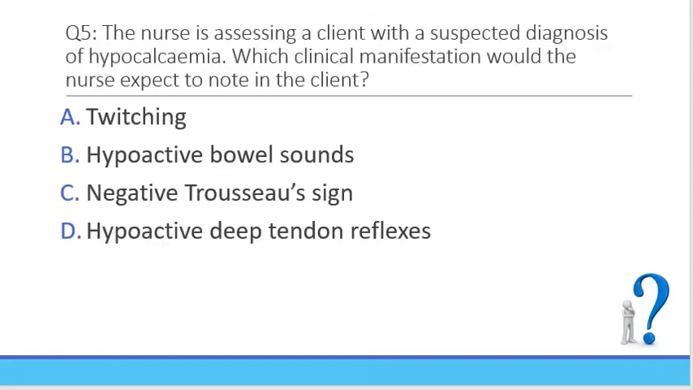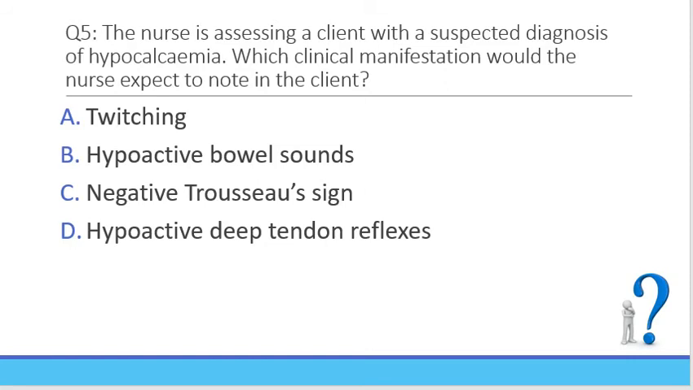A normal serum calcium level is about 8.6 to 10 milligrams per deciliter. A serum calcium level lower than 8.6 indicates low calcium. Signs of hypocalcemia include paresthesias followed by numbness, hyperactive deep tendon reflexes. Additional signs of hypocalcemia include increased neuromuscular excitability, muscle cramps, twitching, tetany, seizures, etc.